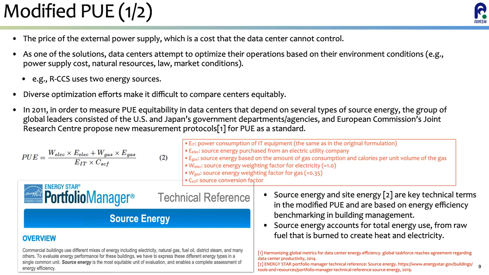In my understanding, building energy management has many similarities to data center energy management. This formulation seems to be based on the energy efficiency benchmarking in building management. They usually use multiple energy sources, for example, purchased electricity, coal, coke, fuel oil, and natural gas. And they require an equitable evaluation method for total energy use from raw fuel that is burned to create heat and electricity.